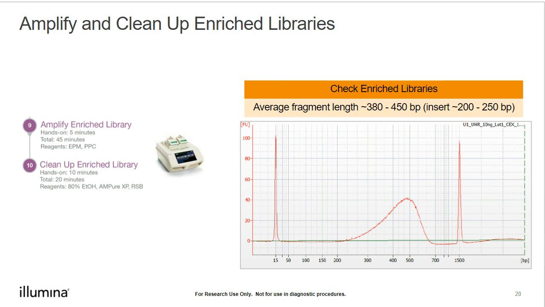After the capture, we are ready to amplify and clean up the final library. We can perform the final library QC to check the enriched libraries, and we do expect a final library size of approximately 380 to 450 base pairs, and that corresponds to a 200 to 250 base pair insert size. We also need to check the concentration of the final libraries using a fluorometric method such as Qubit, and we expect at least 1 nanomolar library yield.